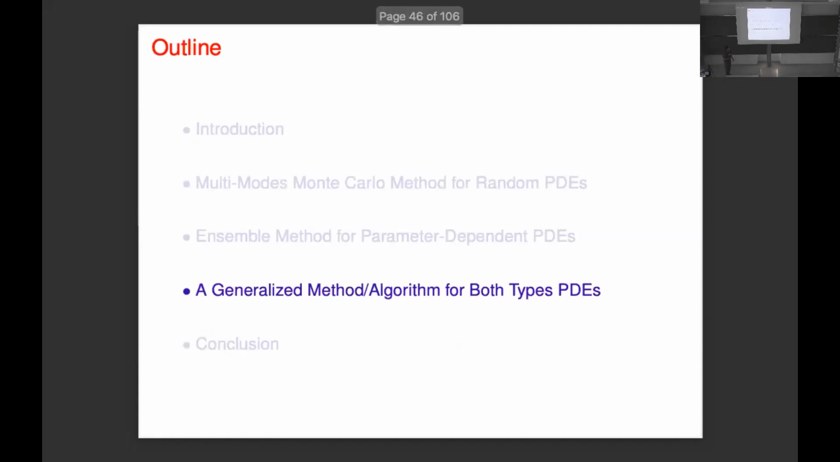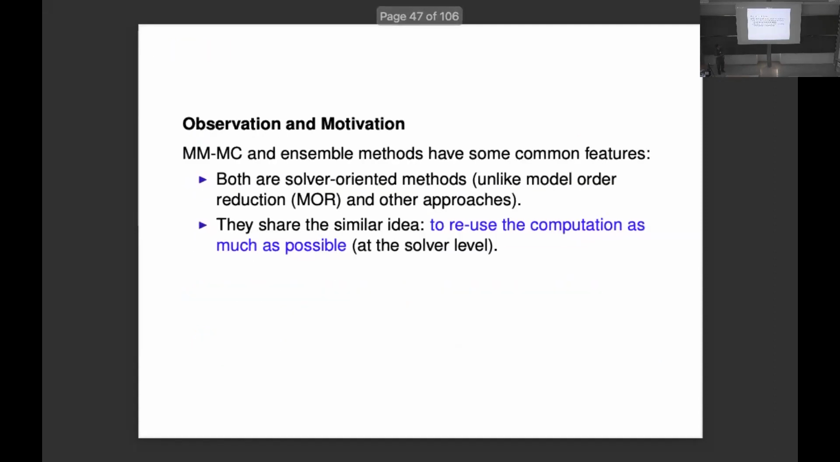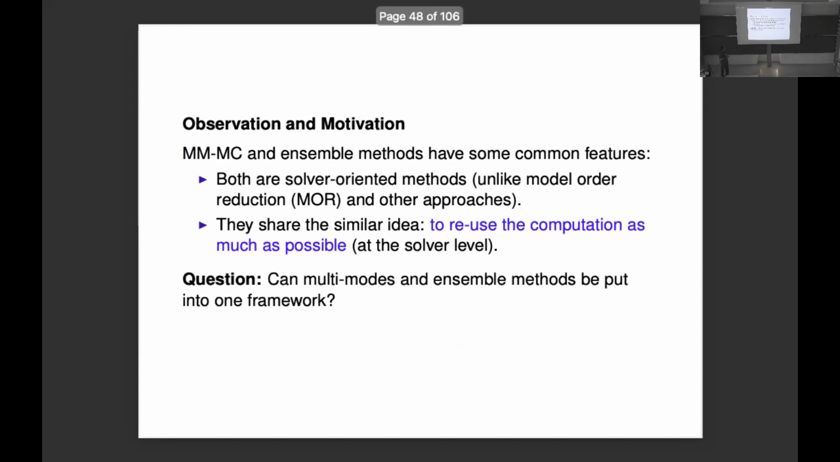So this is the generalized algorithm, and quickly, because our time is almost up. The keyword is reuse computation. Don't change the model, not like the model reduction methods that change the model to save computation. Here it is the same model, but you reuse computation as much as you can. This will be done at your solver level.